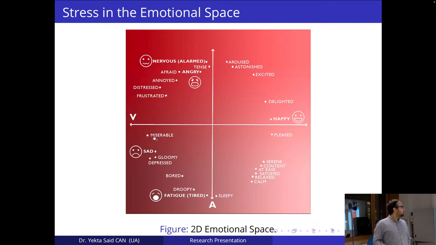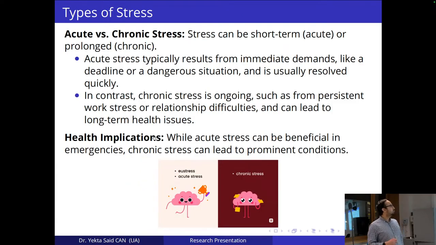When we look at stress, it is in the high arousal and negative valence part of the 2D emotional space. There are two types of stress: acute and chronic stress. Acute stress typically results from immediate demands like a deadline or dangerous situation, and is usually resolved very quickly. In contrast, chronic stress is ongoing. It can result from persistent work stress or relationship difficulties, and can lead to long-term health issues.